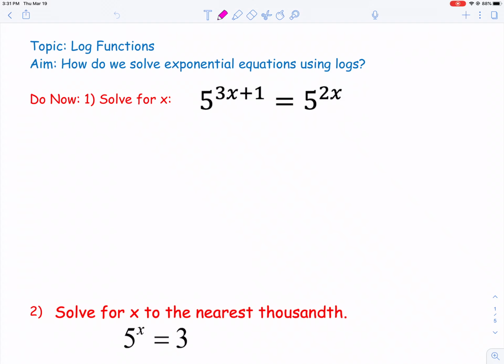Okay, guys, here we go. Today we're learning more log functions, and we are going to solve some exponential equations using logs.